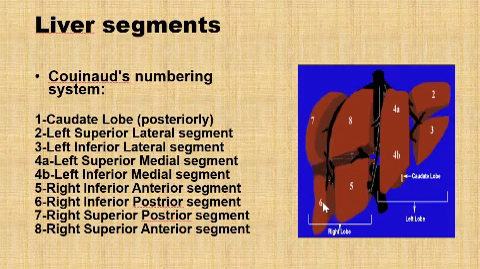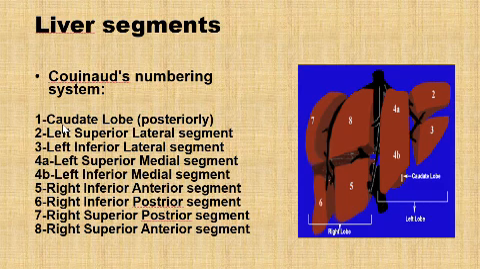This is posterior. And we have also the middle hepatic vein which divides the liver into right and left, and also the left hepatic vein, this one which divides the liver into lateral and medial. And also we have the portal vein which divides the liver into upper and lower segments. So that's why we have these names.